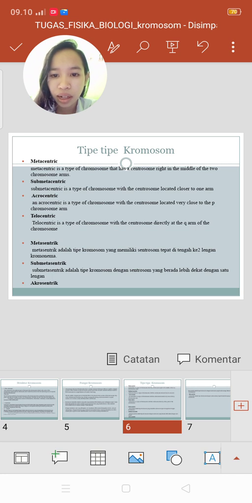3. Acrocentric. An acrocentric is the type of chromosome with the centromere located very close to the chromosome's arm. 4. Telocentric. Telocentric is the type of chromosome with the centromere located directly at the end of the arm of the chromosome.